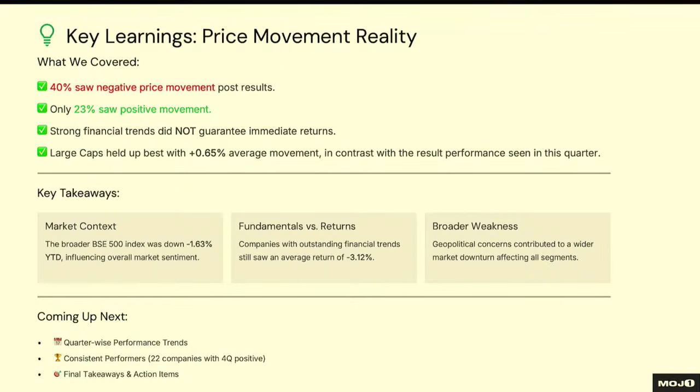The BSE 500 index was down 1.63% YTD, influencing the overall market segment. And companies with outstanding financial results still saw an average return of negative 3%. So that obviously talks about broader weakness due to geopolitical concerns contributing to further market downturn, and also investors still staying in the conservative zone.